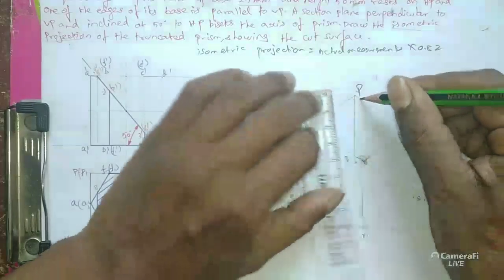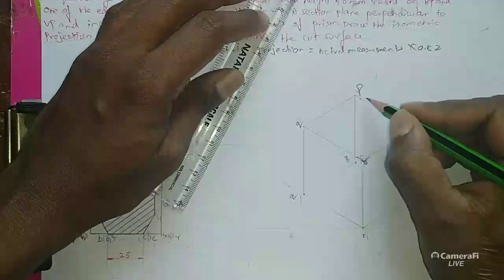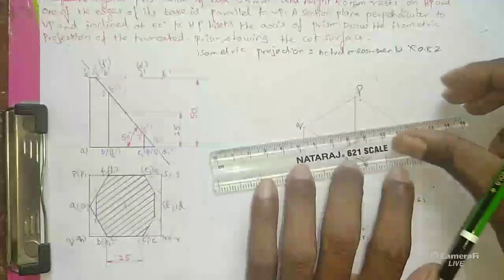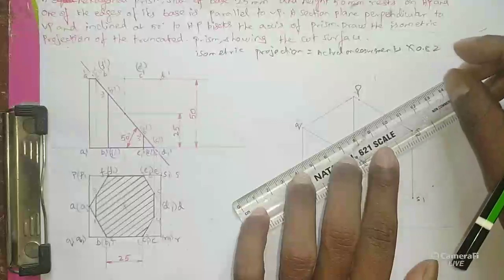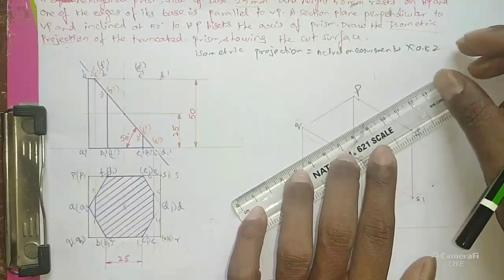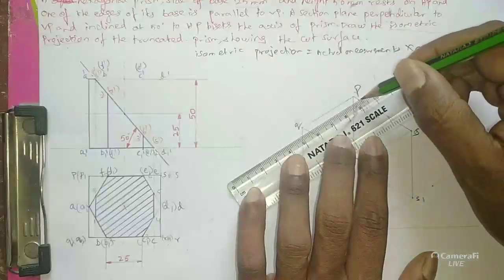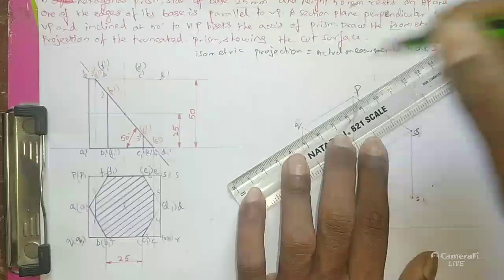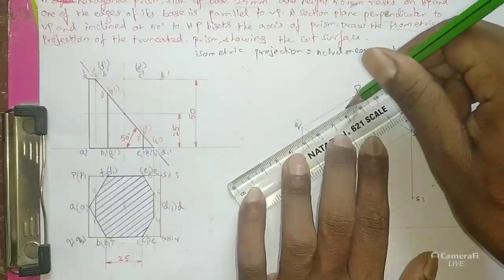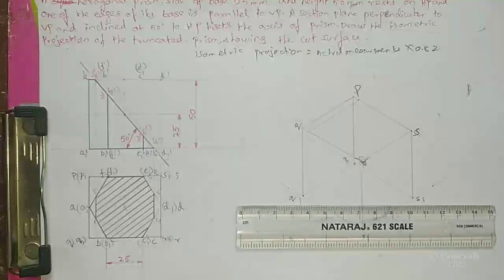Now mark 4 mm here in the line P and S. This is exactly 4 mm. And now through this point we have to draw a line. That line should be exactly parallel to P and Q.